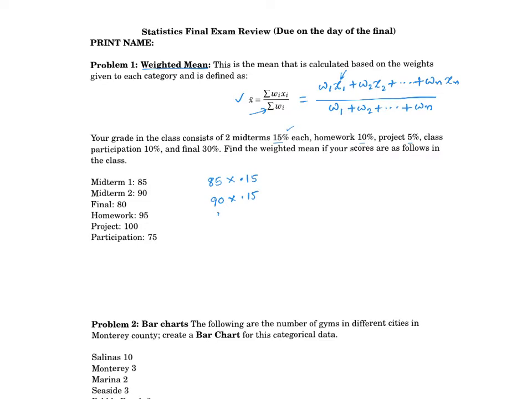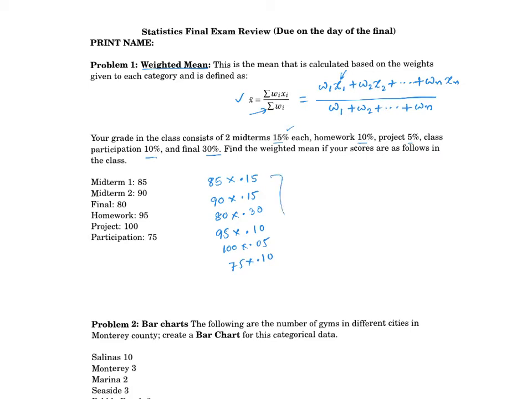Final exam, 80 times, what is the weight for the final exam? Final is 30%, so 80 times 0.30. Homework 95, homework is 10%, 0.10. Project is 5%, 100 times 0.05. And participation is 10%, so it's going to be 75 times 0.10.